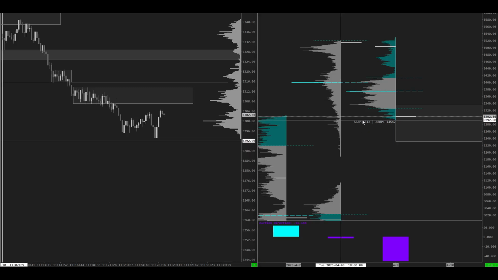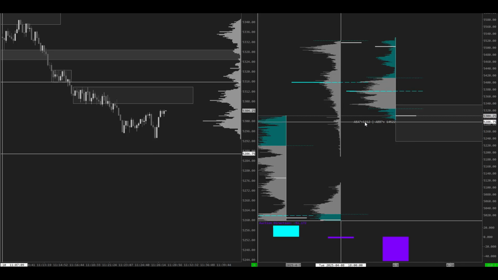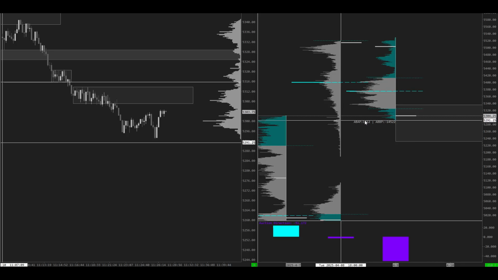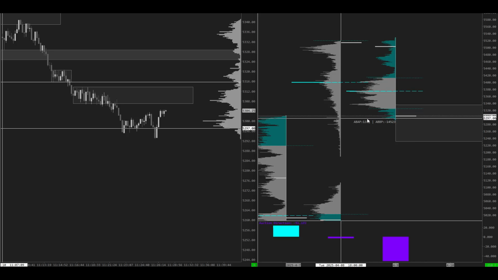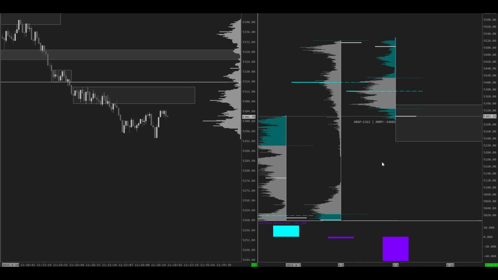So it filled out almost half of that box so far that I drew earlier. Yeah, it's probably like almost 50 points. The whole box was about 100, so I'd like to see more, but you never know. Market doesn't always give you what you want.